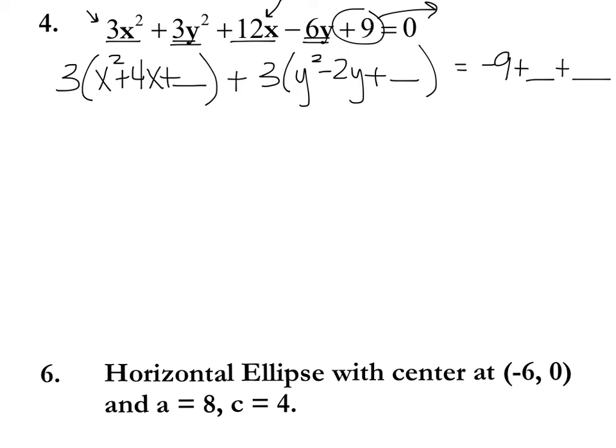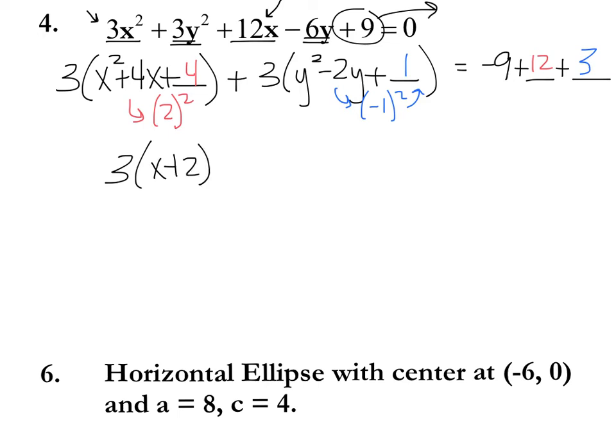Go ahead, complete the square really quickly. Half of 4 is 2, squared is 4. 4 times 3 is 12. Half of negative 2 is negative 1, squared is 1. 1 times 3 is 3. So I've got a factor here: (x + 2) quantity squared, (y − 1) quantity squared. And when I combine like terms on the right, I just end up with 6.